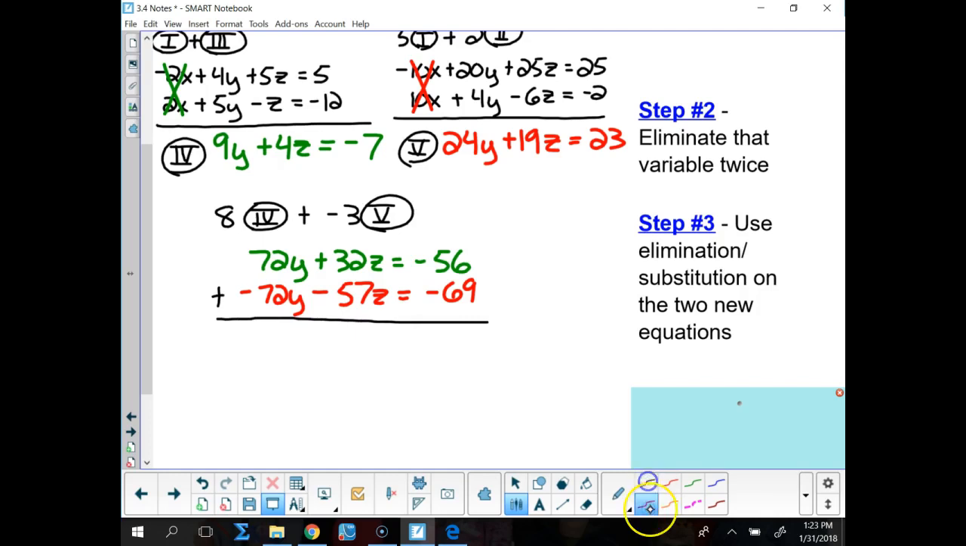Add those two together. That gives me negative 25z equals negative 125. My y's have been eliminated. So z here is 5.